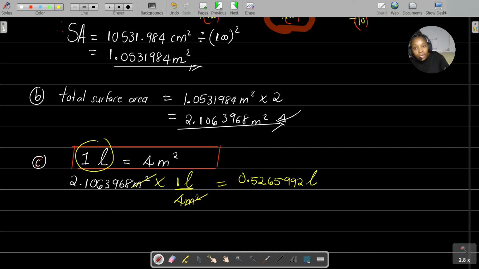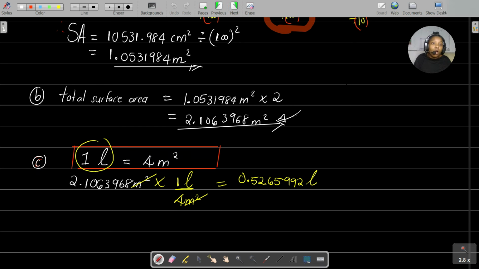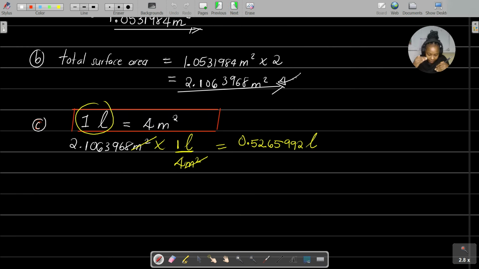But remember, the question took it a step further. It asked us to give the answer to the nearest liter. So we can't leave it as half a liter. What do they mean by the nearest liter? It just means that the total amount of paint that you need should be a whole number. We don't want about 0.4 liters of paint. Do you need 1 liter of paint? Do you need 2 liters of paint? That is what the question is asking you.